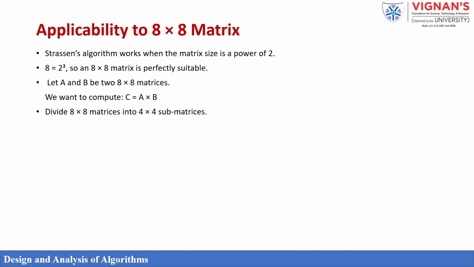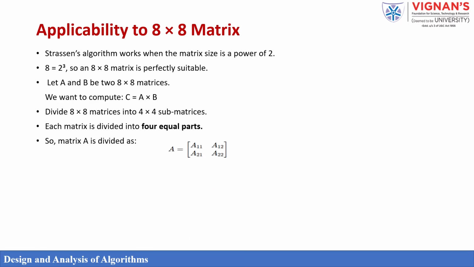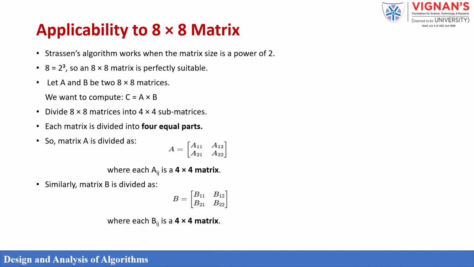To apply Strassen's algorithm, we divide each 8 by 8 matrix into smaller submatrices. Specifically, each 8 by 8 matrix is divided into 4 4 by 4 submatrices. So matrix A is divided as A11, A12, A21, A22, where each Aij is a 4 by 4 matrix. Similarly, matrix B is divided into B11, B12, B21, B22, where each Bij is a 4 by 4 matrix.